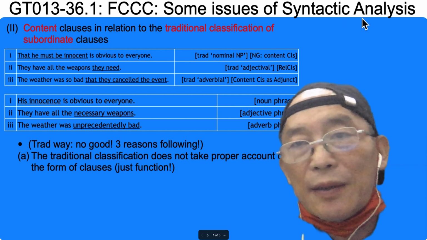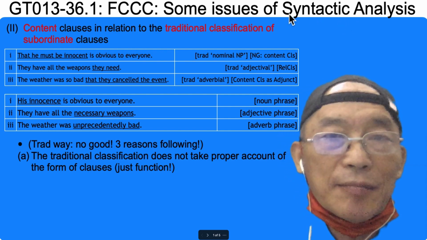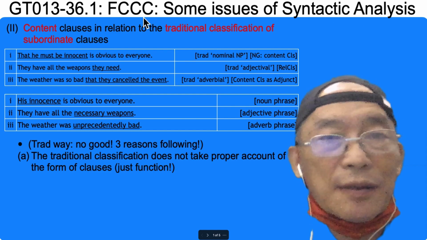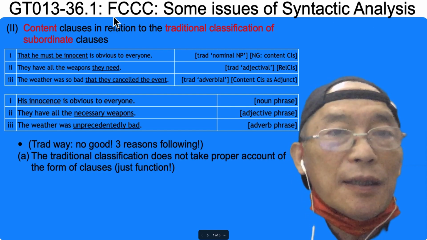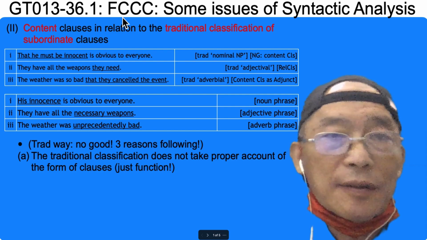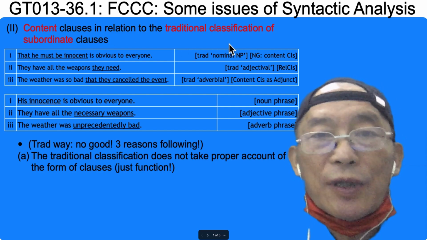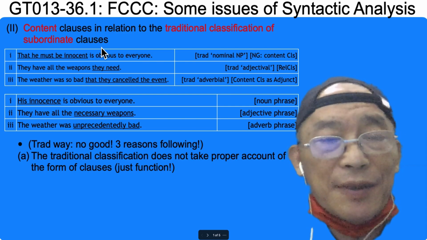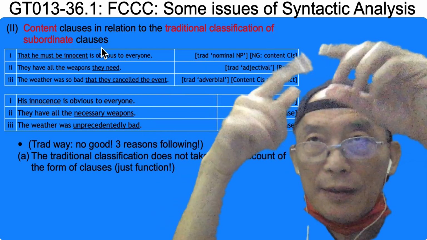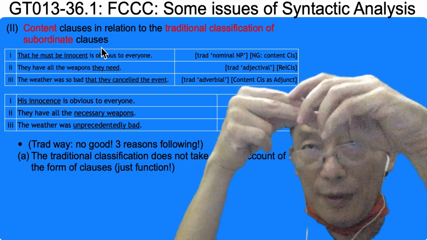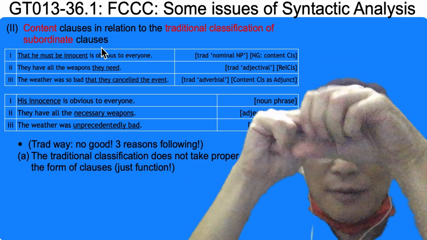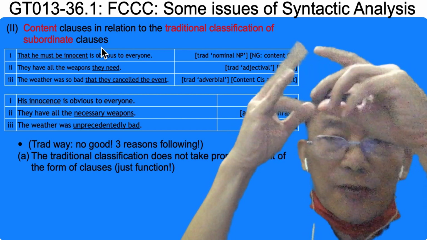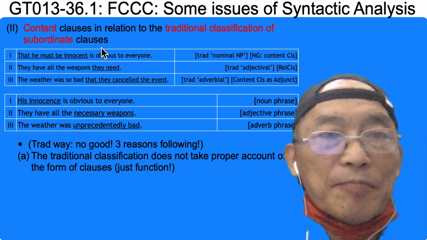And we'll talk about syntactic analysis. And this is the second syntactic analysis for common clause. And common clause belongs to the finite clause. And for traditional classification of subordinate clauses, there are 5 types: noun clause, adjective clause, adverb clause. These 3 belong to the new grammar's common clause, and then relative clause and comparative clause.